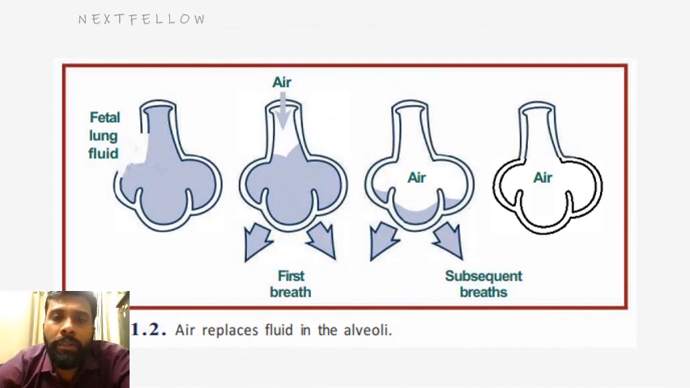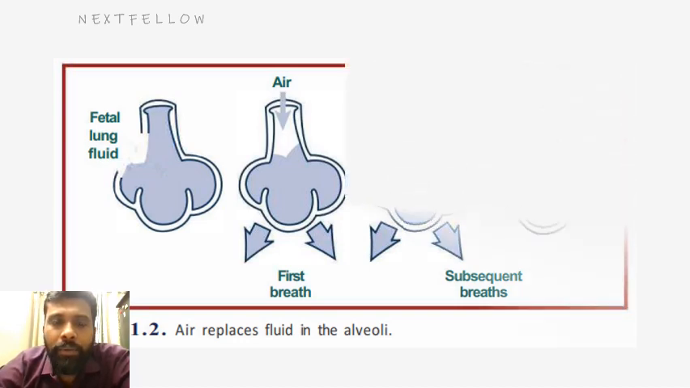So after the baby's birth, a series of events culminate in a successful transition from fetal to neonatal circulation. As the baby cries and takes deep breaths, fluid is absorbed from the alveoli, or the air sacs, and the lungs fill with air. As you can see from these alveoli, fluid is progressively absorbed, and air is gradually filling the alveolar sacs up. So then what happens? Then this happens.